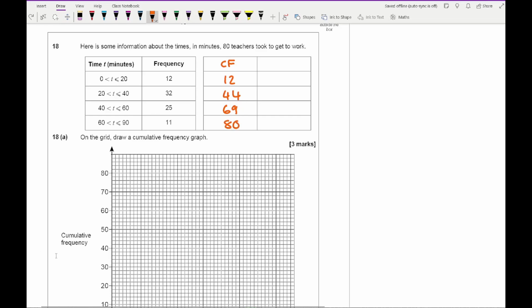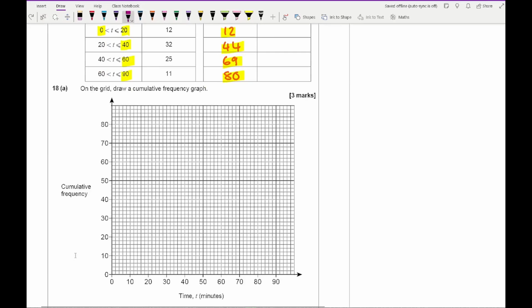So then all I need to do is plot those values against the upper values. So starting at 0, we're plotting 20 at 12, 40 at 44, 60 at 69, and 90 at 80. So from this, starting at 0, first one is 20 at 12, which is there. Next one, 40 at 44, which is there. 60 at 69, which is about there. And at 90, it's at 80. So all that's left for me to do is to join those points up either with straight lines or with a curve. And again, it's entirely up to you which one you want to do.